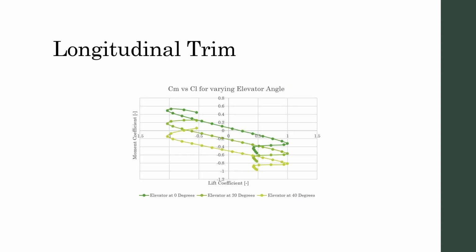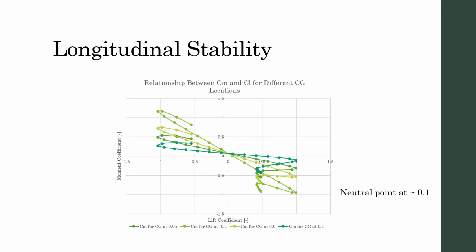The longitudinal trim is shown here, and this compares different elevator angles and the response by the moment coefficient and the lift coefficient. And you can see there that they all have the same shape. However, it's the vertical displacement that is changed. So for lower elevator angles, the moment coefficient is more positive and higher. However, at 40 degrees, it is lower and far more negative and produces more moments on the aircraft.